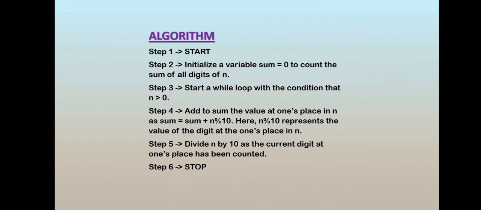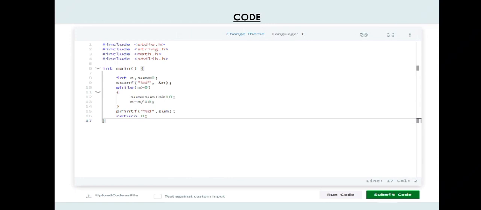Step 6 is nothing but stop, the end of the process. It's just an idea to know how the code works. Now let's get into the code to know better. Here is the code from which we are going to get the sum of digits of a 5-digit number. This I have typed in HackerRank and taken a picture of it.